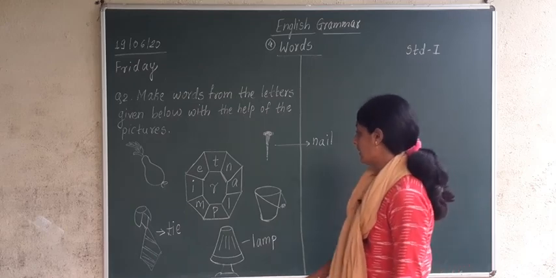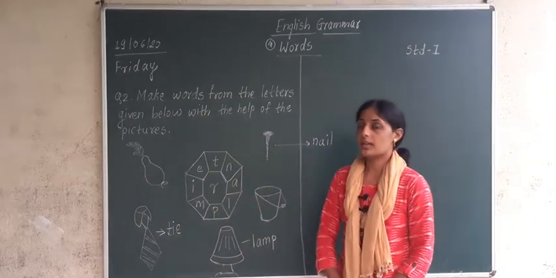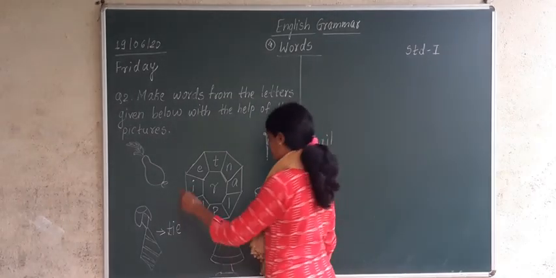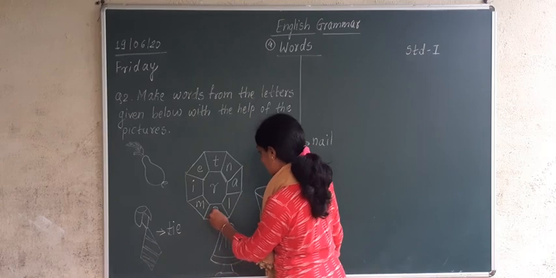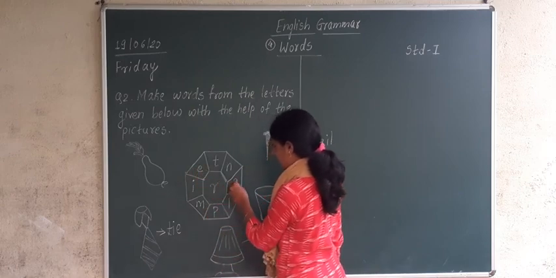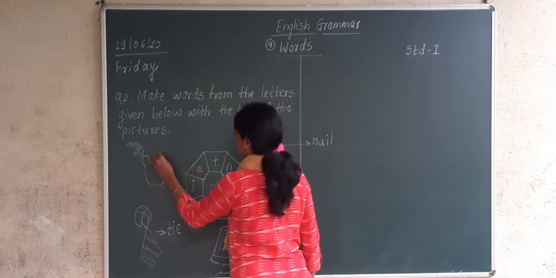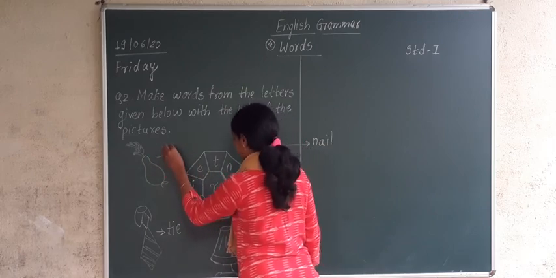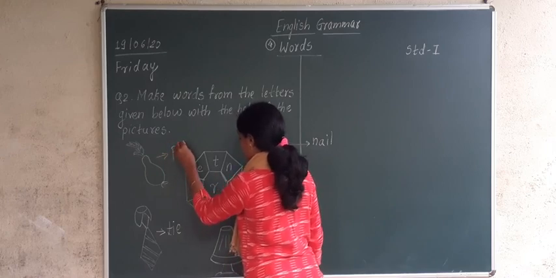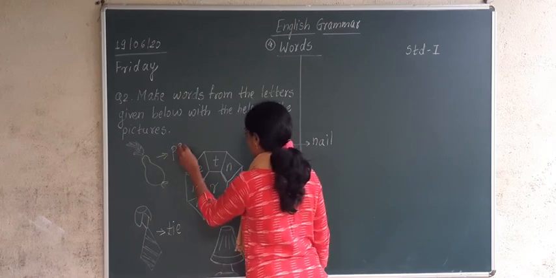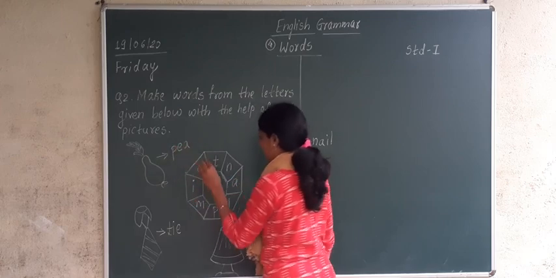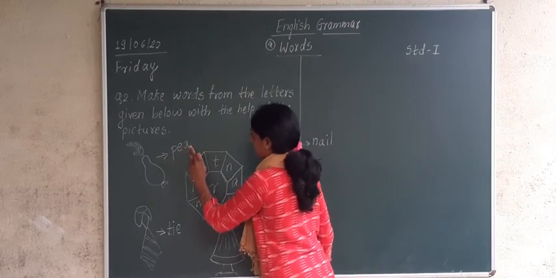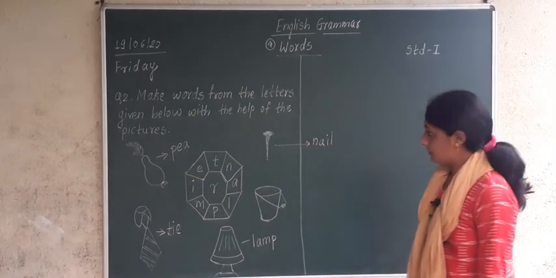Next one is a fruit. Correct? What is the name of that fruit? It is a green color fruit. It is a pear. So P, E, A, R. Pear. P-E-A, correct?